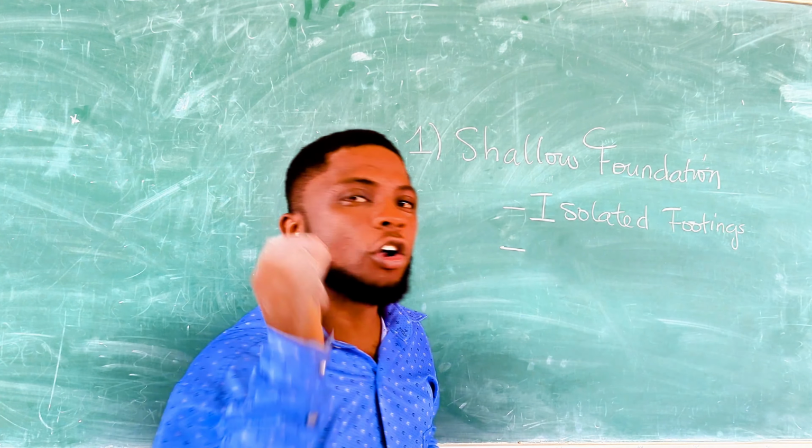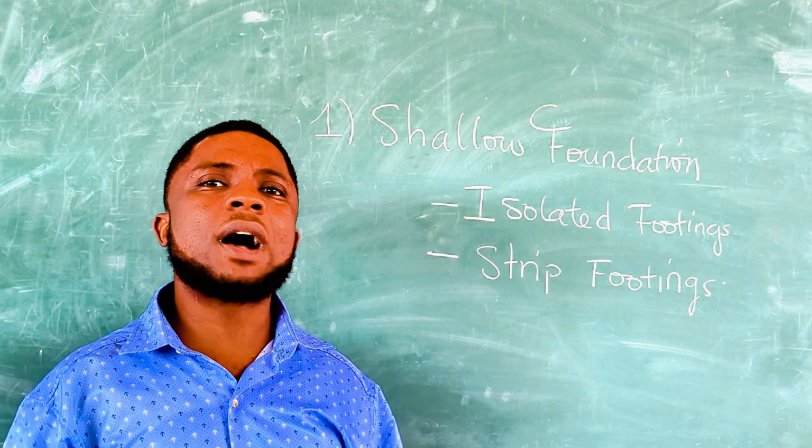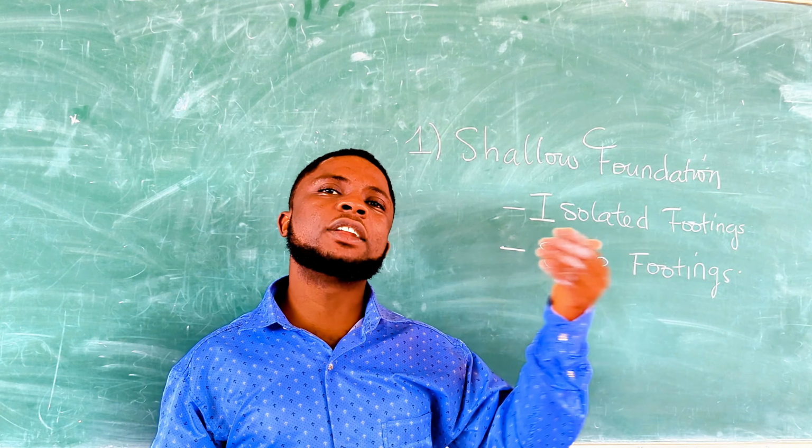The second type are called the strip footings. For strip footings, they are used when the loads are small, such as a bungalow house. They actually carry the load beneath the load-bearing walls.